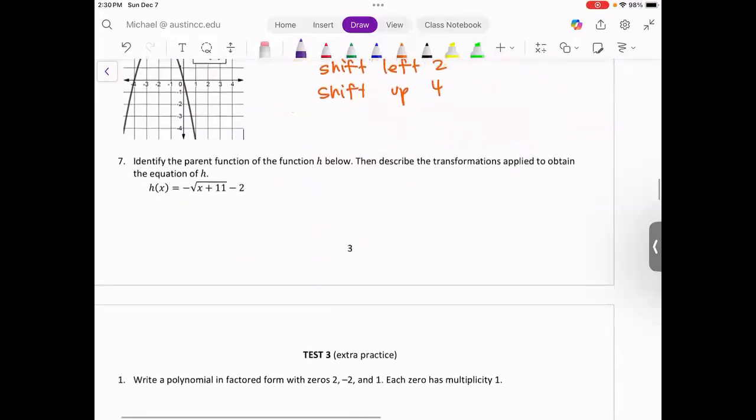For the next one, we're just given a function, h of x equals negative square root of x plus 11 minus 2. So its parent function is just y equals square root of x. The negative sign out front is also going to indicate a reflection across the x-axis.